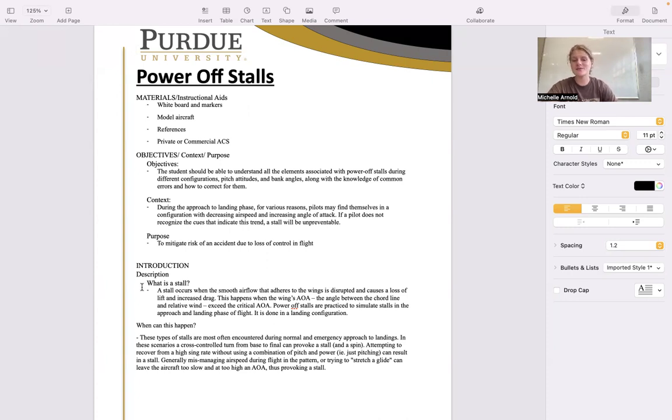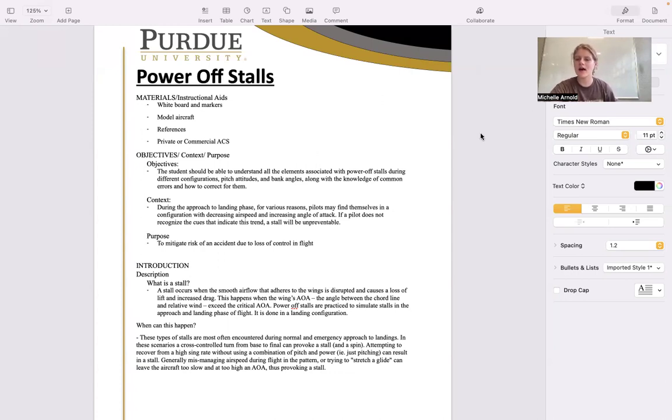A stall occurs when the smooth airflow that adheres to the wings is disrupted and causes a loss of lift and increased drag. This happens primarily when the wing's angle of attack, which is the angle between the chord line and the relative wind, exceeds the critical angle of attack. And we're going to talk soon about what the critical angle of attack means. Power off stalls are practiced to simulate stalls in the approach and landing phase of flight. It can be done in the landing configuration.